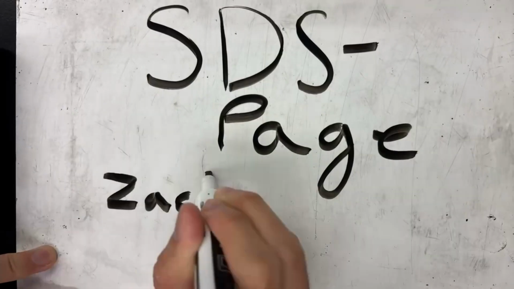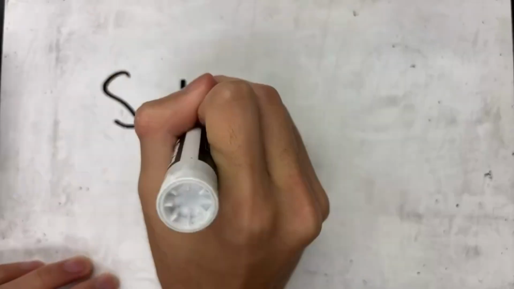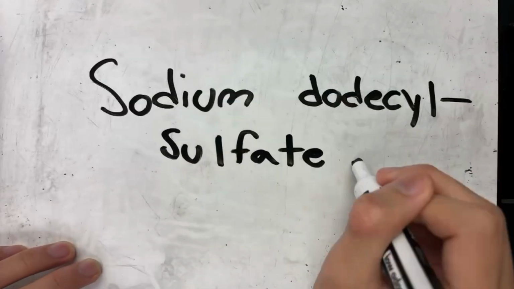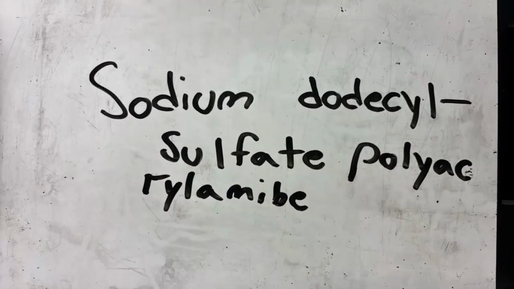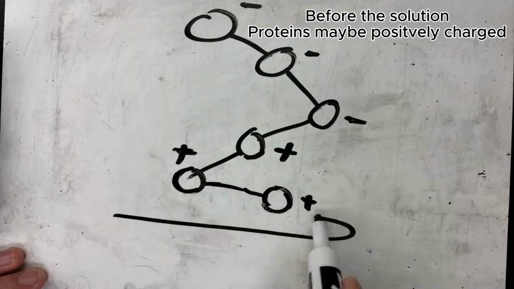SDS-PAGE presented by Zach, Luke, and Caden. SDS, otherwise known as sodium dodecyl sulfate polyacrylamide. SDS first needs to be heated to denature and stretch out the protein.